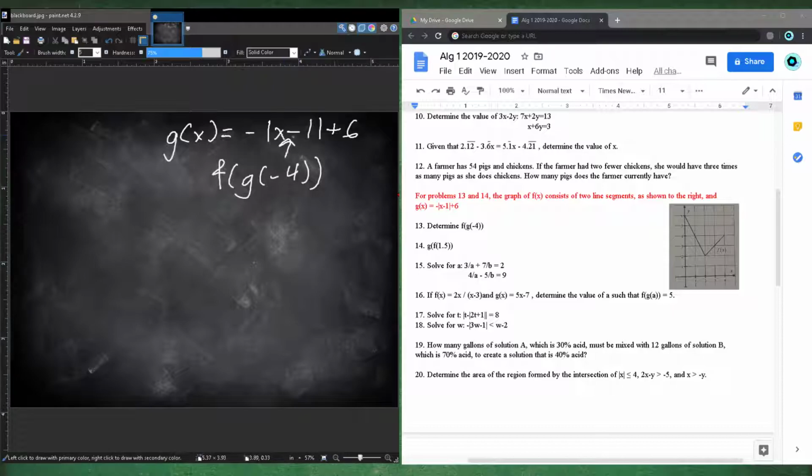Negative 4 minus 1 is negative 5. Absolute value of that is 5. And then negative 1 times that 5 is negative 5, plus 6 is 1. So we have to find f of 1 now. Looking at our picture, we have 1 and go up. That's 4. So our answer is 4. Basically just that simple. Sorry if it's kind of hard to look. I could zoom in.